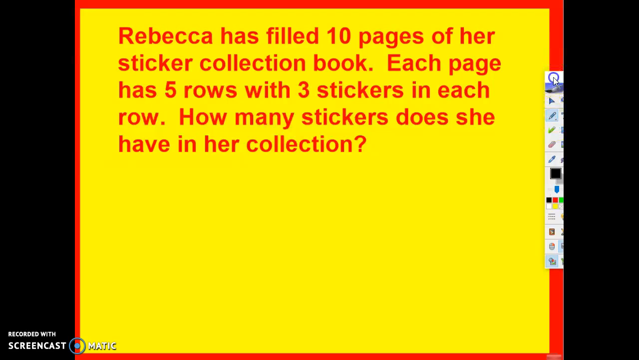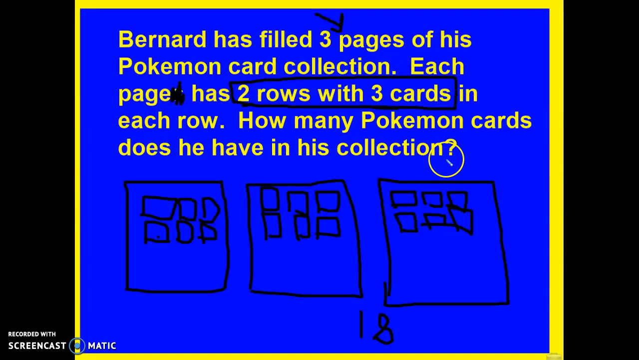Okay, I wanted to throw in a huge drawing picture, and I wanted to show you a quicker way to do these. So this time Rebecca has filled 10 pages of her sticker collection book. Each page has 5 rows with 3 stickers in each row. How many stickers does she have in her collection? Okay, so drawing these pictures and drawing out these story problems are always a helpful strategy, but it's not always the fastest way. So instead of drawing 10 pages of a sticker collection book, really, let's refer back to here. All I need to do is multiply these numbers together.